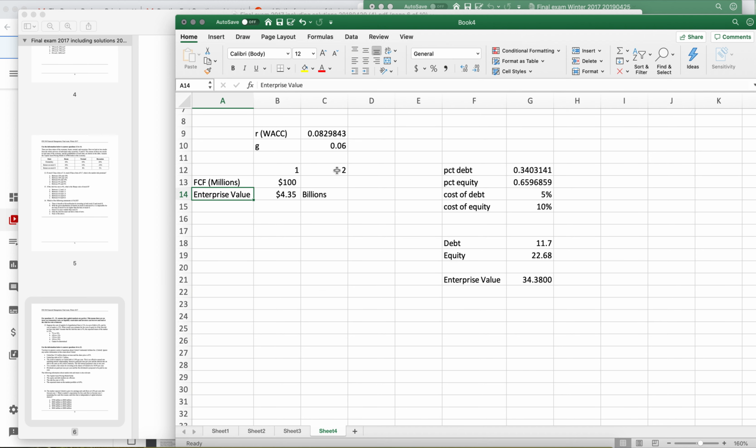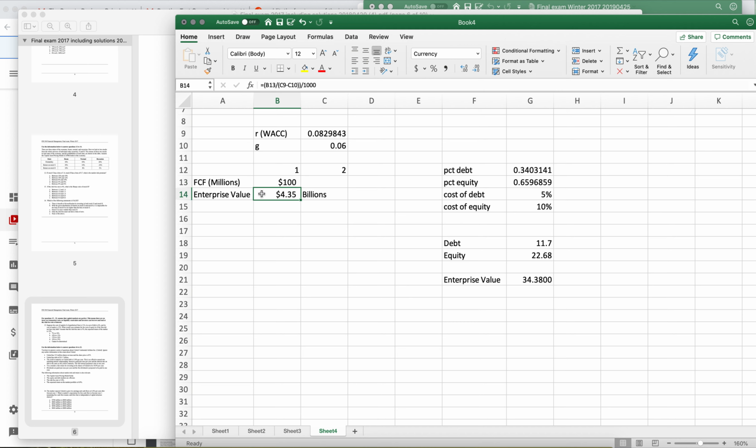Okay, so let's recap what we did. We have a total enterprise value of $34 billion. That's because we have $11.7 billion in debt and $22.68 billion in equity. So that's the reason that we are discounting at the weighted average cost of capital, because this is the debt and equity, and this is the free cash flow. So the free cash flow would deal with both of those.